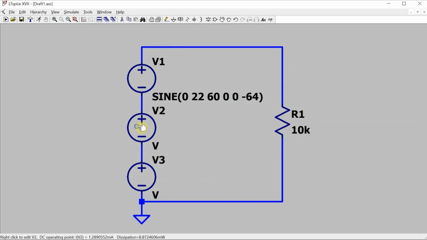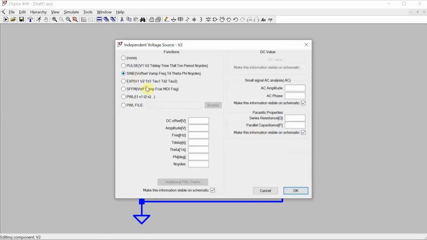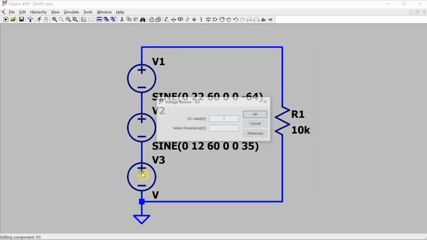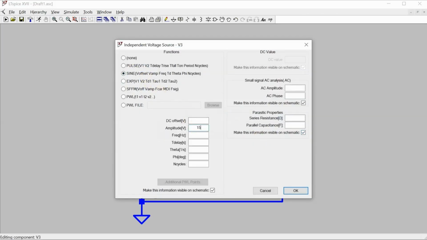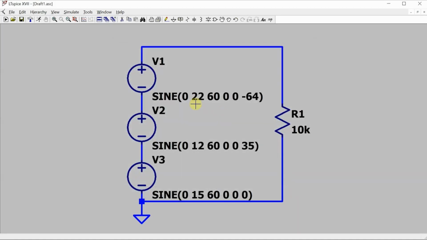I can do the same thing for the second one. Its amplitude is 12 volts, frequency 60 hertz also, and a phase shift of 35 degrees. And the final one, 15 volts, 60 hertz, 0 degrees. And you can see that the configuration for each one of these voltage sources is written out beside the source.